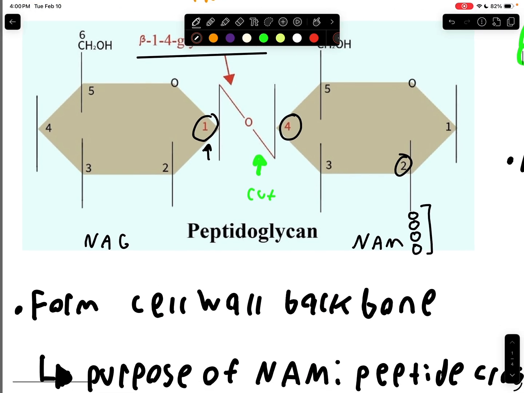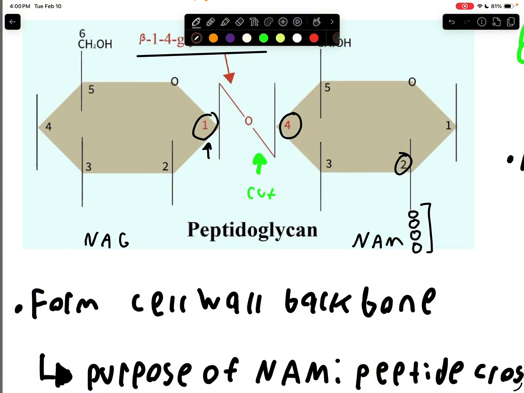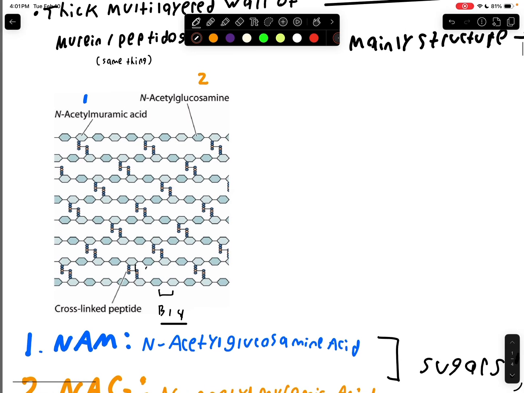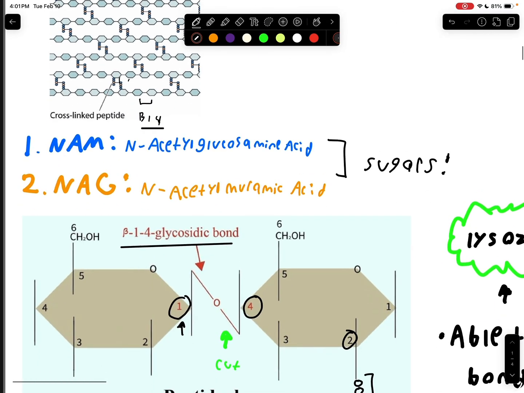Now then, what's the point of this NAG over here? The NAG is basically like a spacer, right? You need some space in between where you aren't adding peptides, because you don't want everything to be completely touching. You still need some flexibility in that cell wall. Otherwise, it's basically an actual brick wall, which is not something we want.